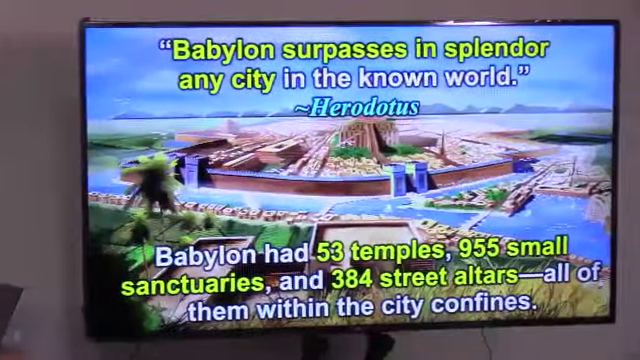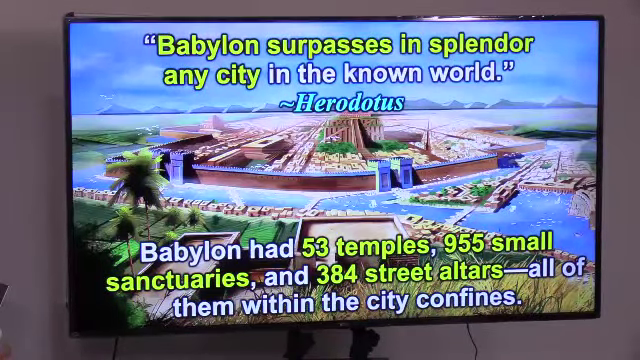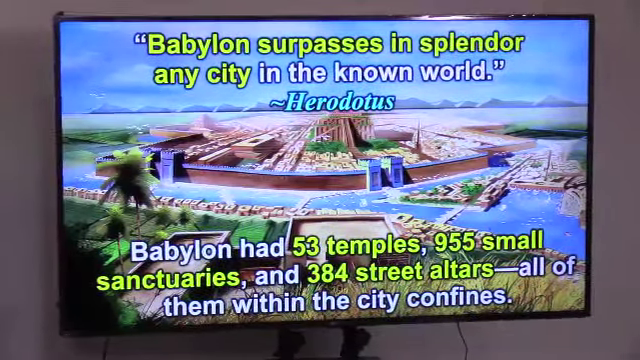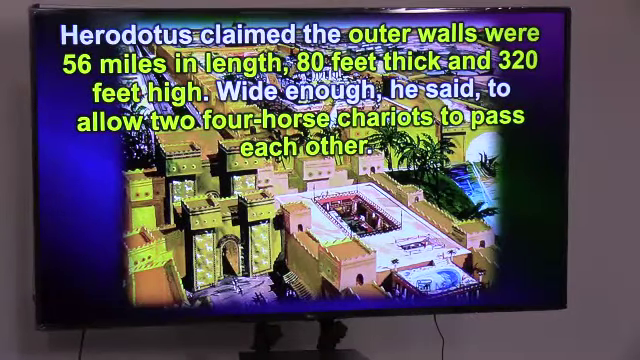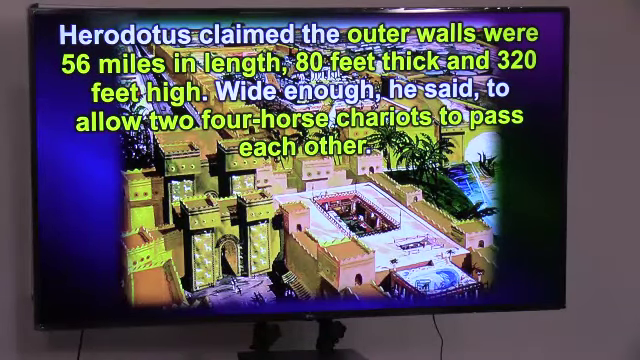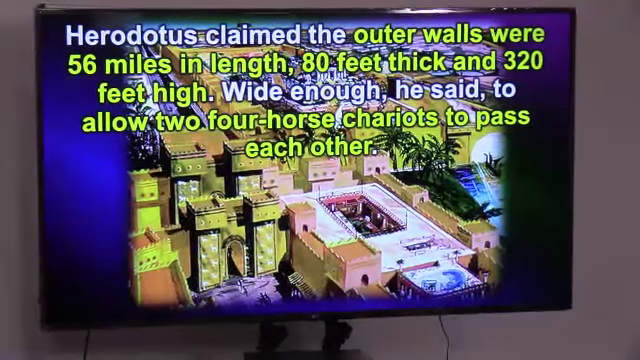Okay, so let's understand what Isaiah's prophecy is all about. Babylon surpasses in splendor any city in the known world, says Herodotus. Babylon had 53 temples, 155 small sanctuaries, and 384 street altars, all of them within the city confines. Herodotus claimed that the outer walls were 56 miles in length, 80 feet thick, and 320 feet high. Wide enough, he said, to allow two four-horse chariots to pass each other. Can you imagine how thick the walls were?